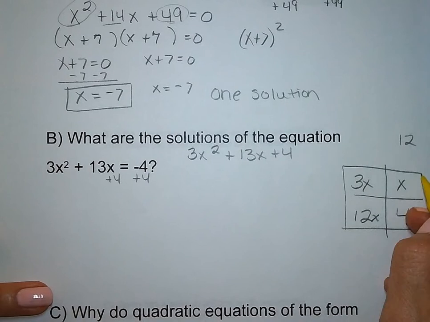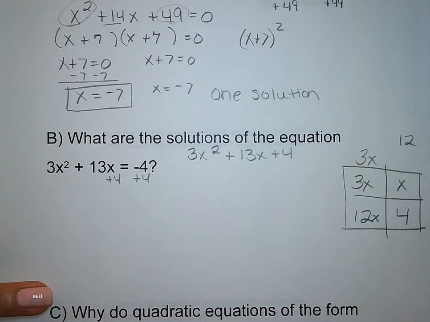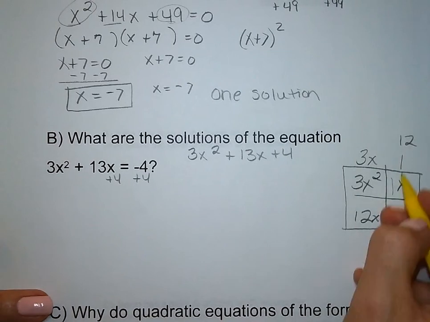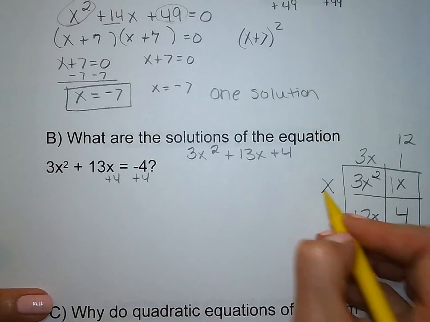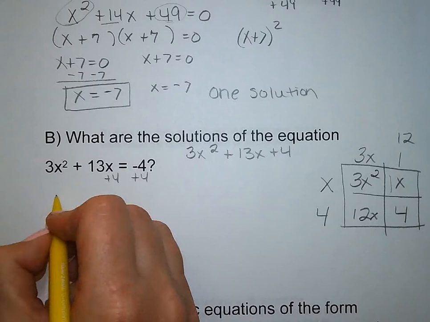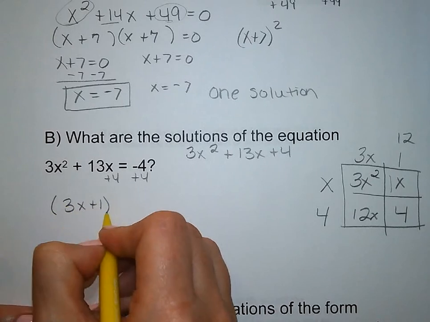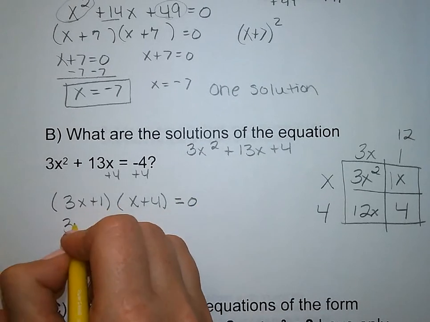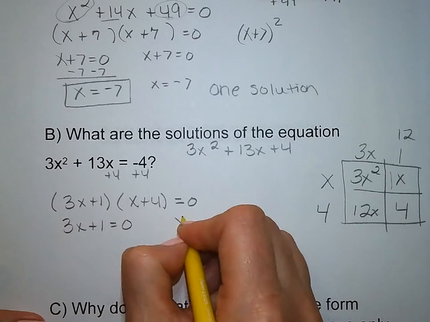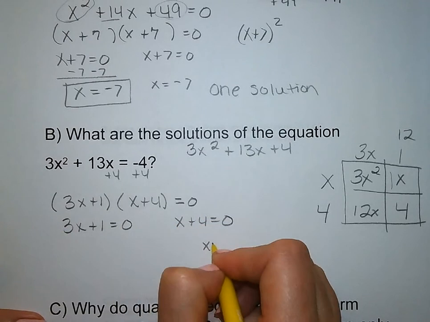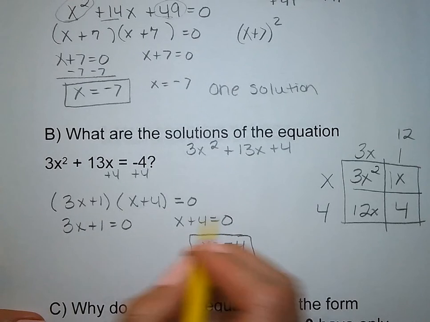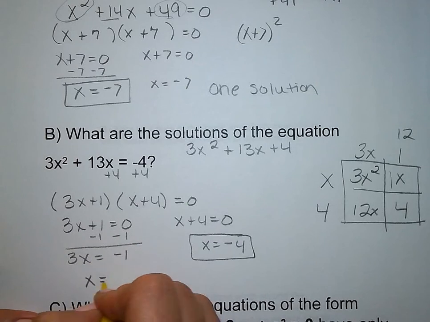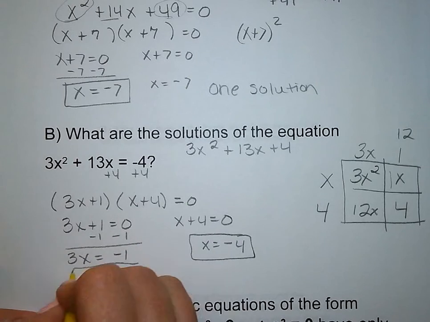So in our first column, we've got 3x as a common factor. Don't forget, it's 3x squared in the box. And we've got a positive 1 as a common factor in the second column. First row is just an x. Second row is going to be a 4. So we have 3x plus 1 times the quantity x plus 4. Set it equal to 0. 3x plus 1 equals 0. x plus 4 equals 0. So we've got x is equal to negative 4. Subtract 1 from both sides, and then divide by 3. So our other solution is going to be negative 1/3.